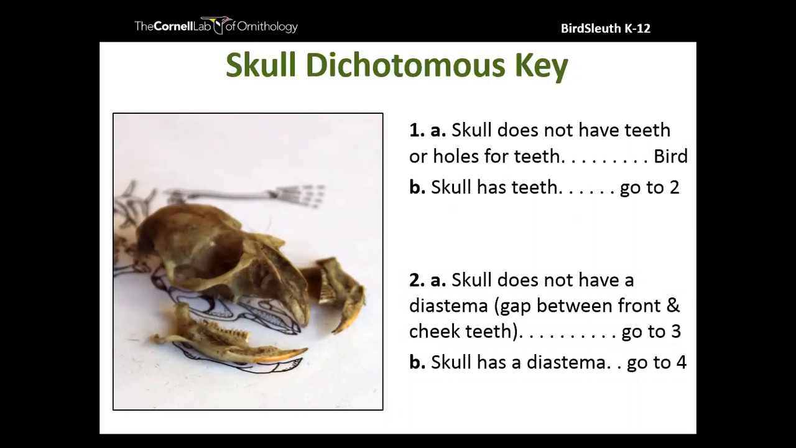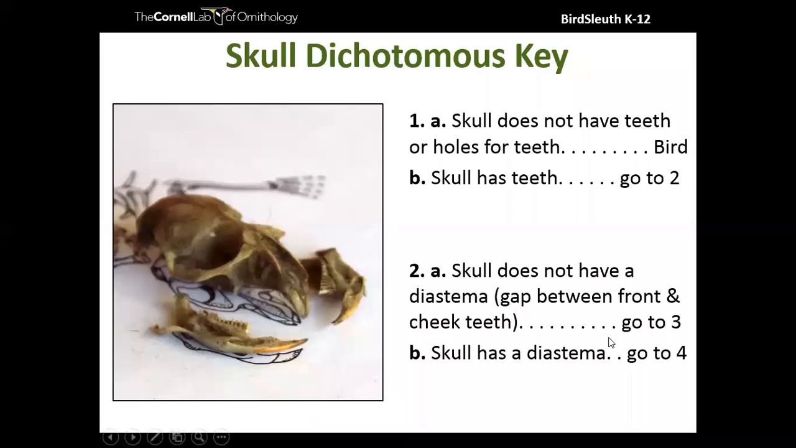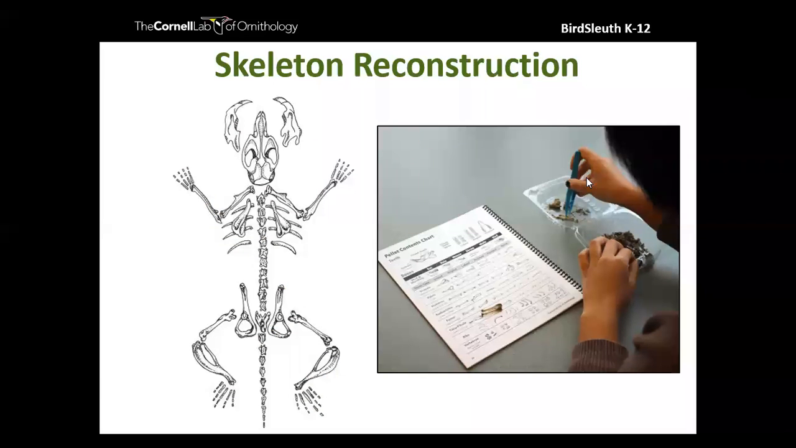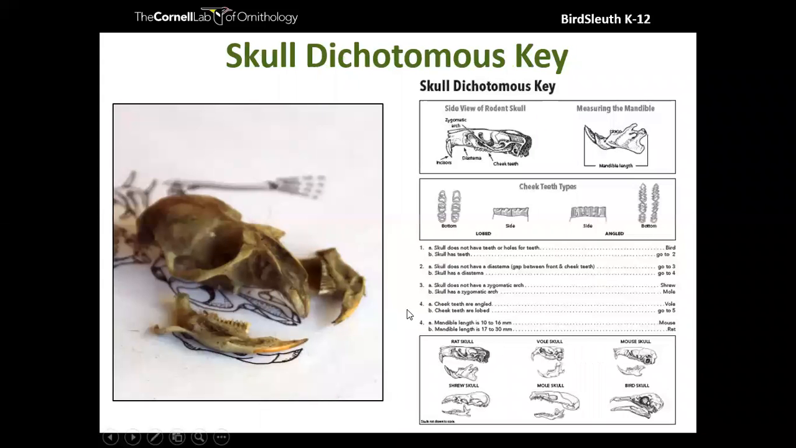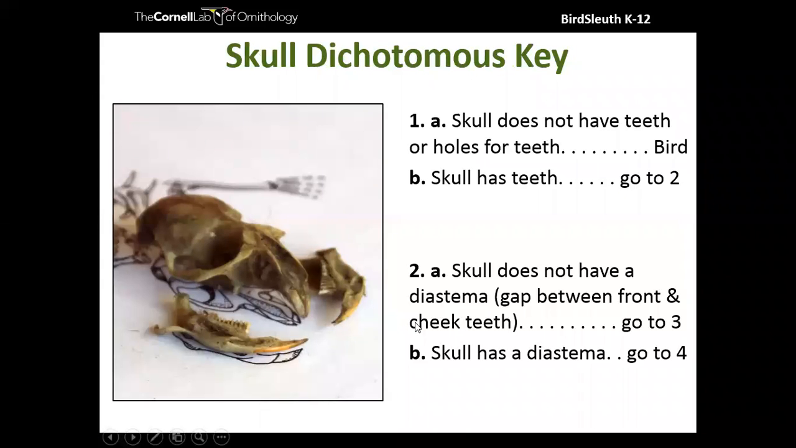Go to four. Yes, so if we were actually looking at our actual dichotomous key, the go to four, let me pull it back up real quick. Our go to four down here, we're going to look next at the, it's hard to see in there, I'll pull it up on the sheet. The cheek teeth, are they angled or lobed? So if we stay at go to three, just by chance, we'll go through this right now, actually.